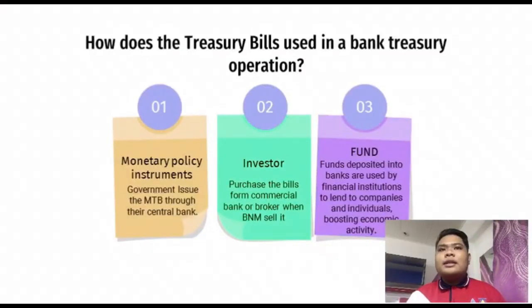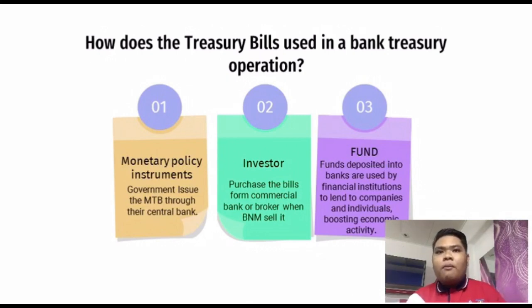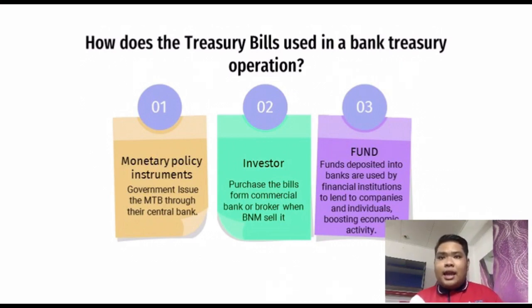Okay, next is how Treasury bills are used. First is as a monetary policy instrument. The government issues Treasury bills through their central bank. Investors purchase the bills from a commercial bank or broker when BNM sells them, and the funds deposited into the bank are used by financial institutions to lend to companies and individuals, boosting economic activity.